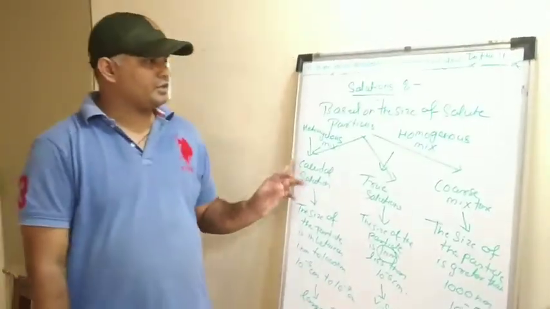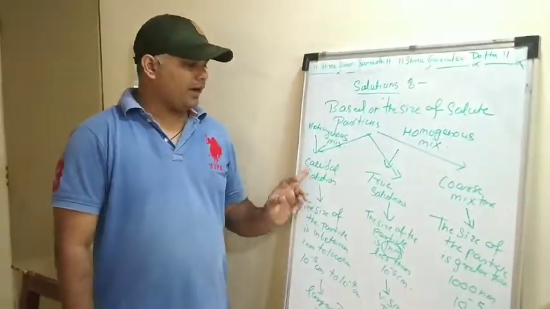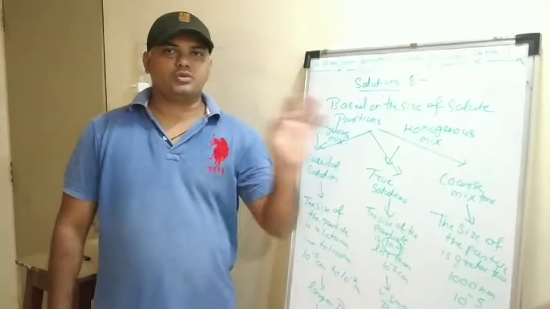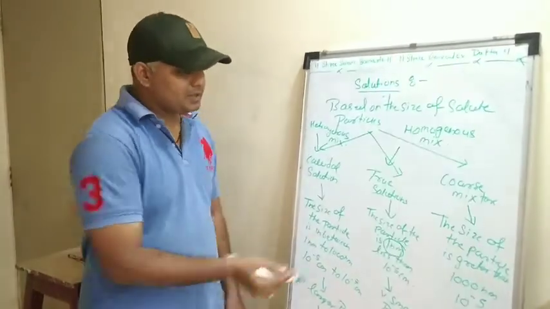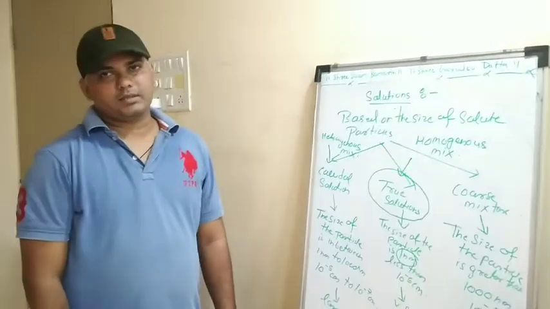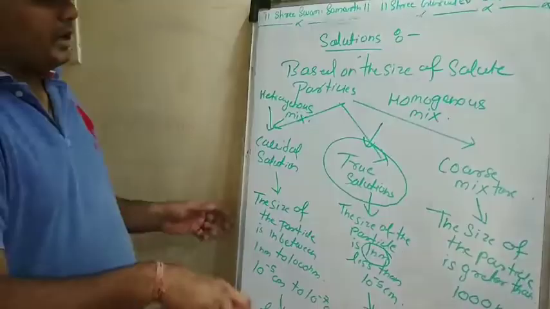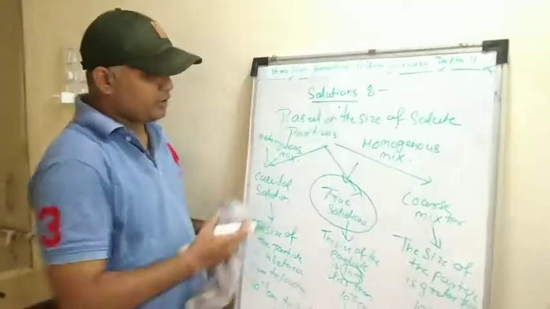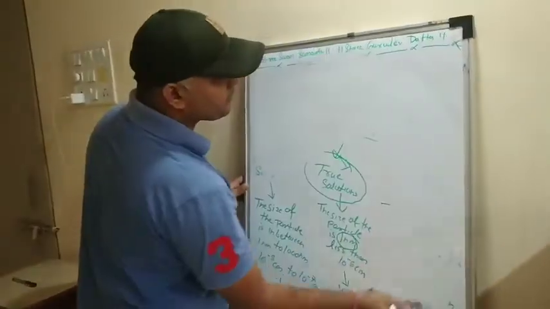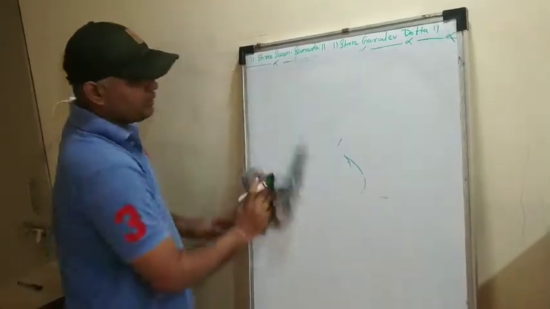I hope that you have understood all the three solutions based on the size of the solute particle: colloidal solution, true solution and coarse solution, right? Now this is a very important solution as far as our chapter is concerned, but we are not going to focus much on this. I hope that you have understood this. I request all the students to note it down. Okay, now let's move further.